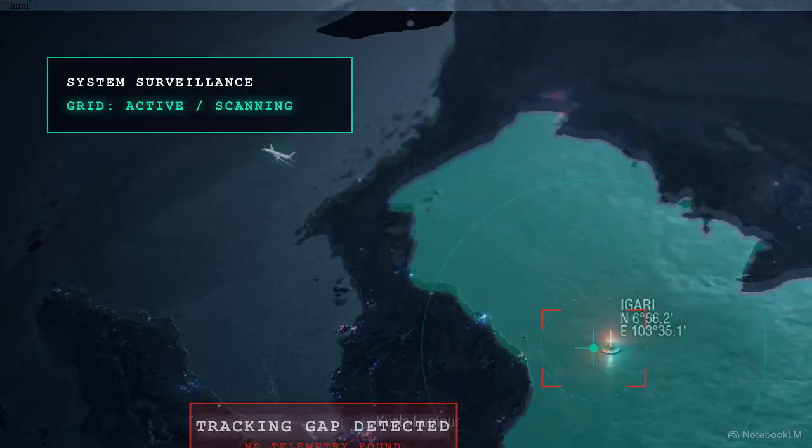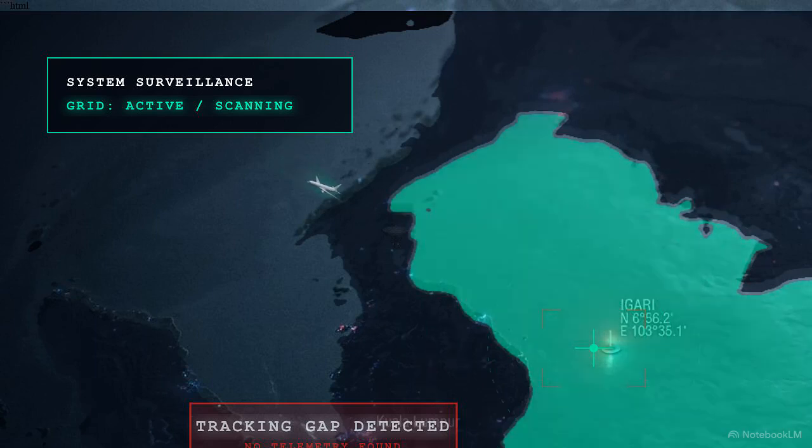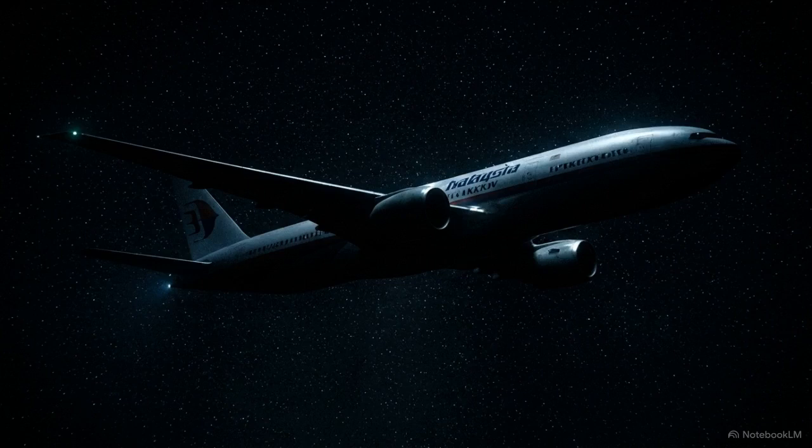This created a gap in the global surveillance net. Investigators were forced to reconcile a basic contradiction. How does a massive commercial airliner, equipped with multiple redundant tracking systems, simply cease to exist in a monitored sky?